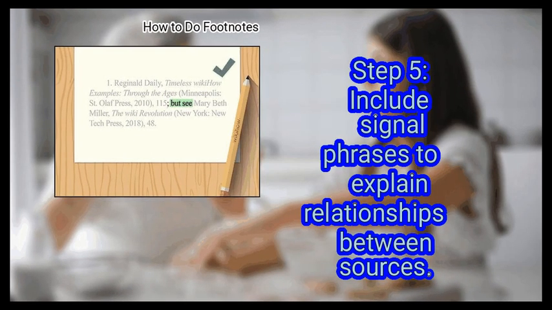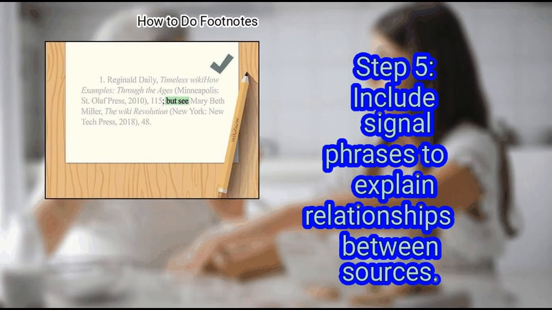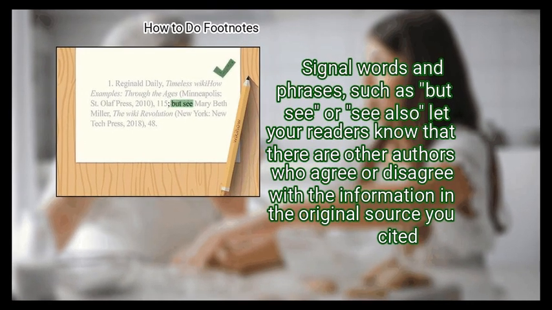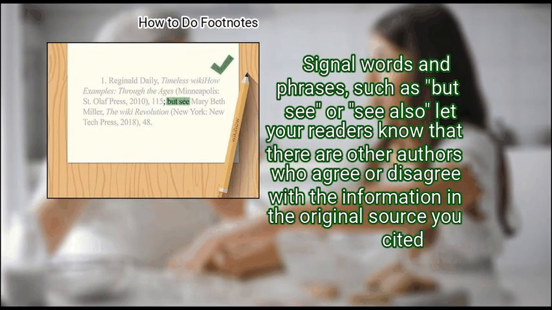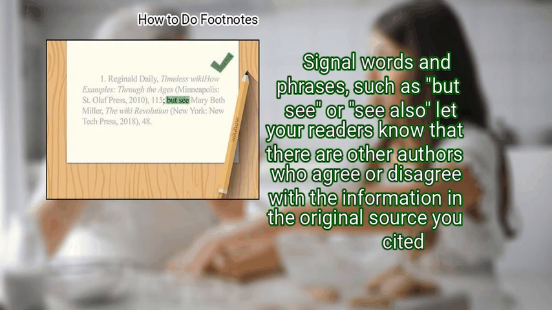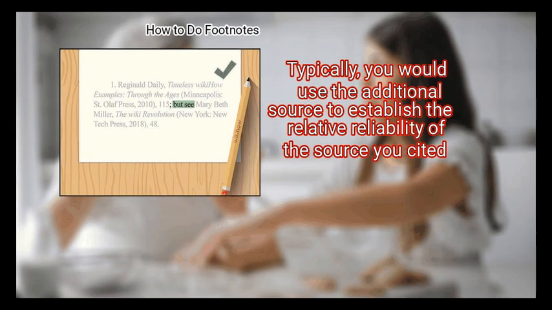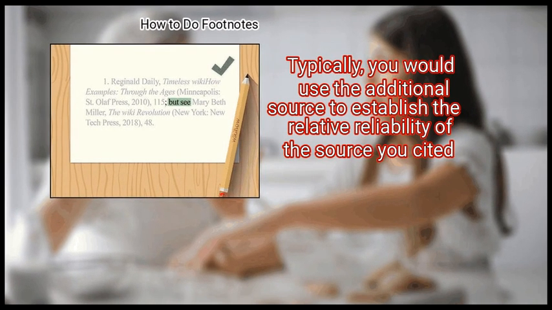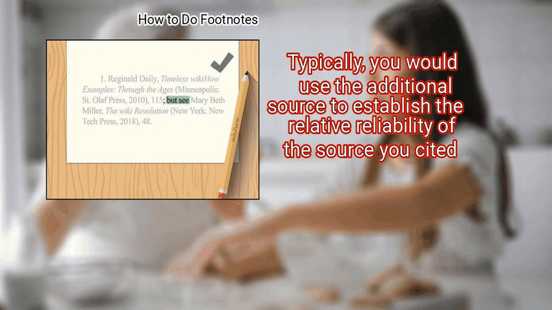Step 5: Include signal phrases to explain relationships between sources. Signal words and phrases, such as "but see" or "see also," let your readers know that there are other authors who agree or disagree with the information in the original source you cited. Typically, you would use the additional source to establish the relative reliability of the source you cited.